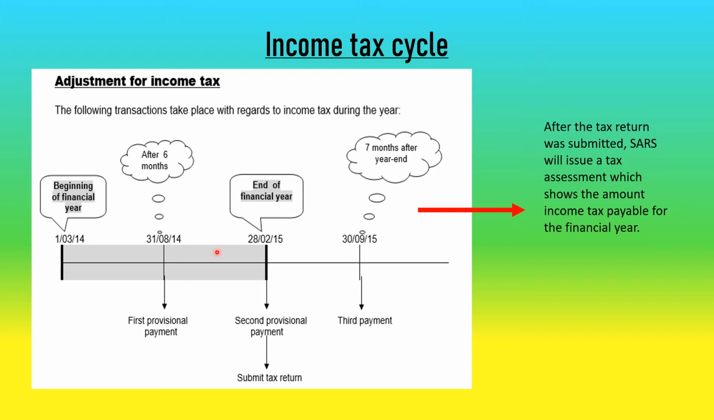At the end of the financial year, you'll make a second provisional payment based on the profit you have for the year now. At this point, it is also an estimate, and you will now submit a tax return. About 7 months down the line, SARS will then issue you a tax assessment and will tell you what you still owe them or if they owe you a refund.